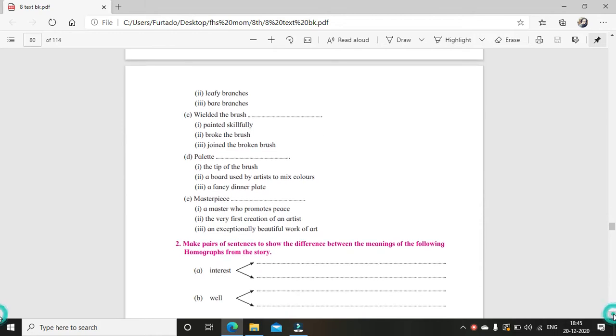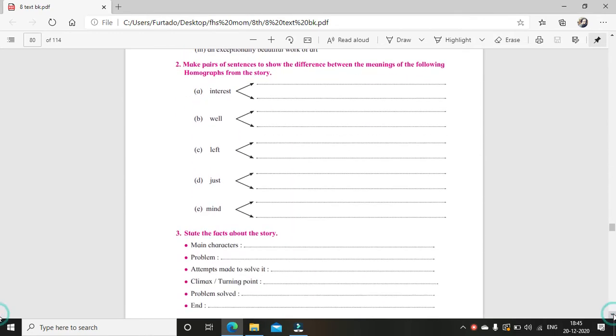Now part 2, this is what I want to explain. Make pairs of sentences to show the difference between the meanings of the following homographs from the story. Homographs means the same word but it has two different meanings. The first one, interest, I'm just giving you examples and that's how you will write it. First, interest is the interest that you earn when you keep money in the bank. So you can say, I earned 200 rupees as interest on my money in the bank for a month.